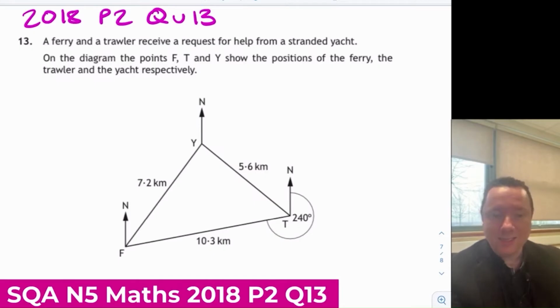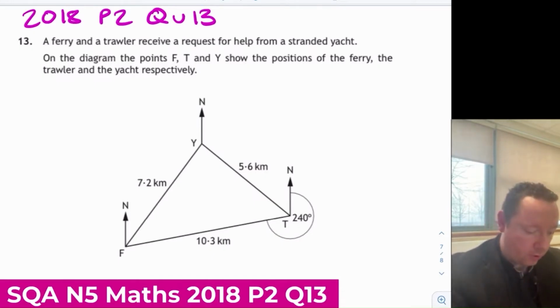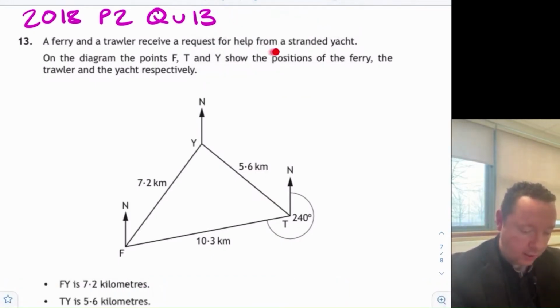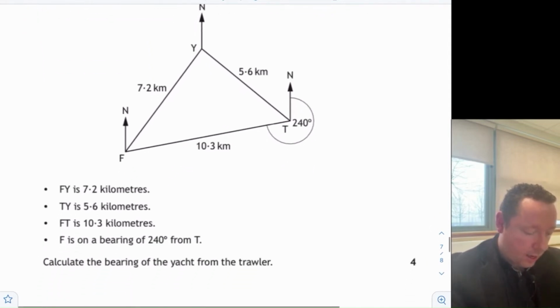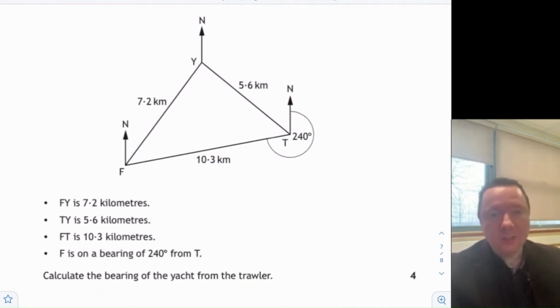Okay, last one, 2018, paper 2, question 13. Hopefully you're getting the hang of this by now. A ferry and trawler receive a request for help from a stranded yacht. On the diagram, the points F, T and Y show the positions of the ferry, the trawler and the yacht. Ferry, trawler, yacht. It tells us lots of information in the bullet points.